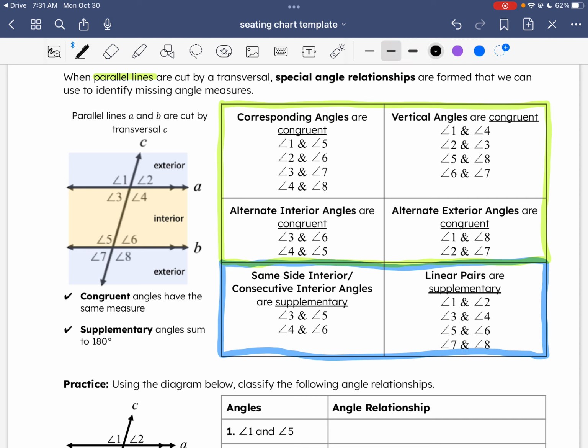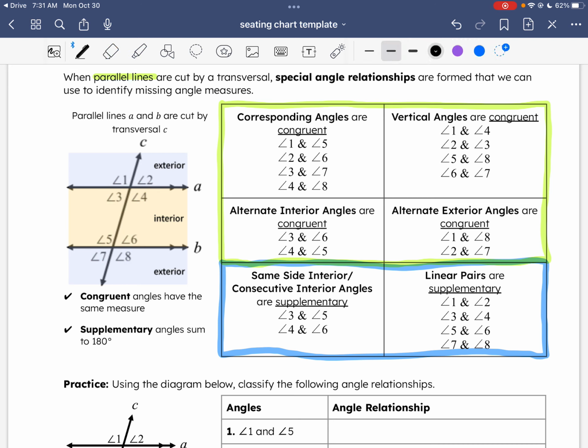Our next angle relationship is vertical angles, and those are angles that are directly across from each other diagonally. So 2 and 3, 7 and 6, 1 and 4, and 5 and 8. Those are our vertical angle relationships.